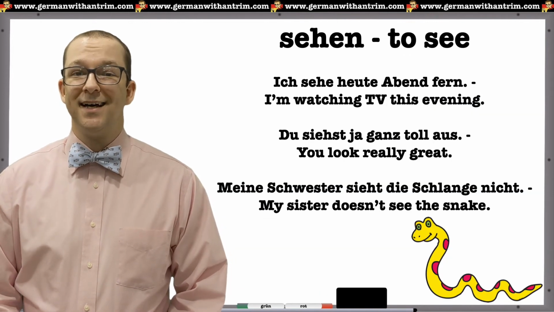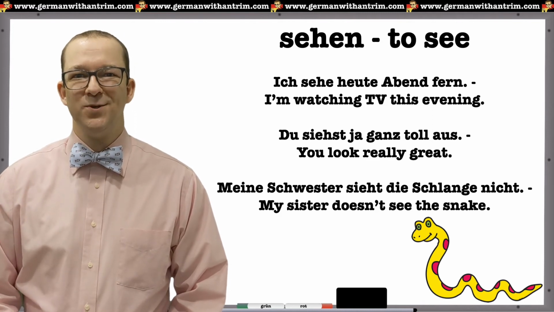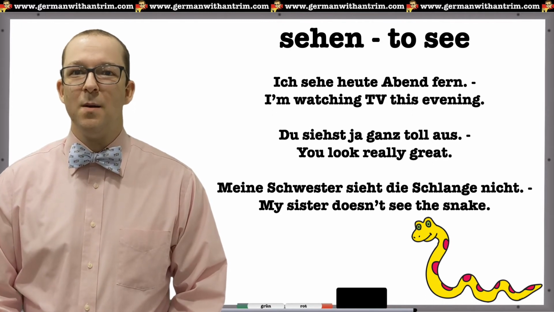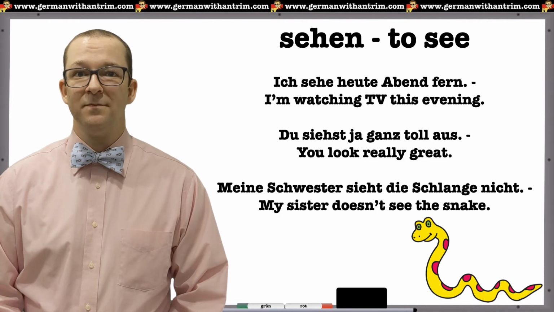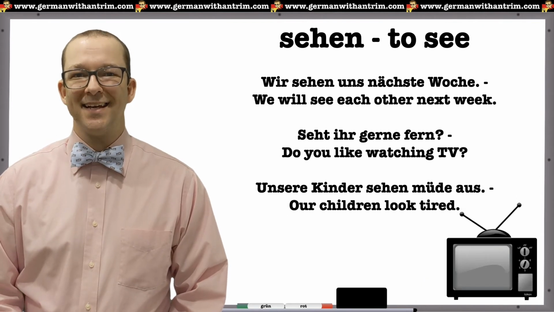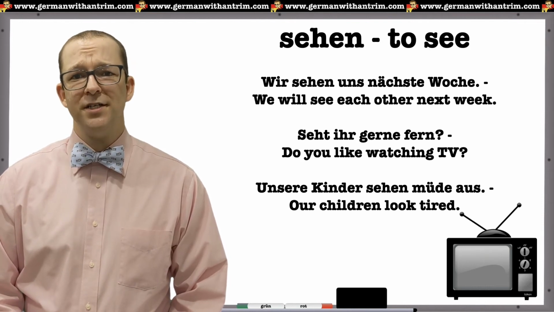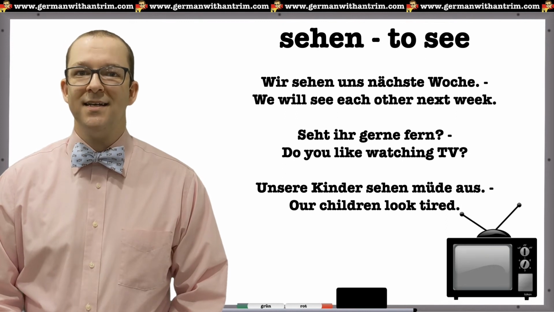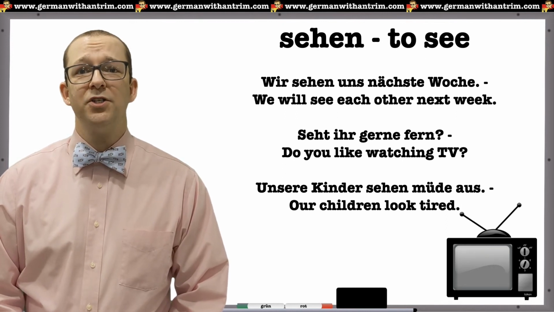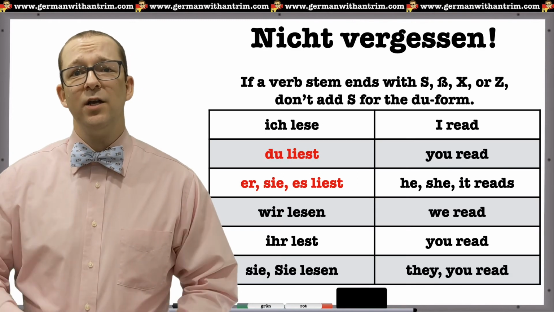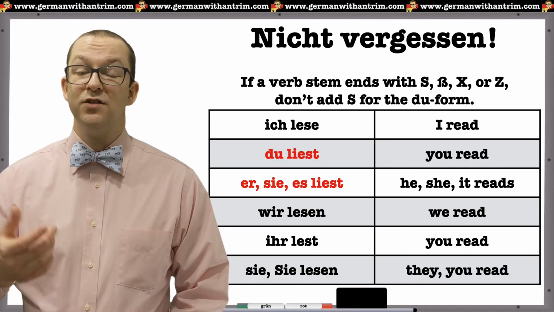Ich sehe heute Abend fern. I am watching TV this evening. Du siehst ja ganz toll aus. You look really great. Meine Schwester sieht die Schlange nicht. My sister doesn't see the snake. Wir sehen uns nächste Woche. We will see each other next week. Seht ihr gerne fern? Do you like watching TV? Unsere Kinder sehen müde aus. Our children look tired.